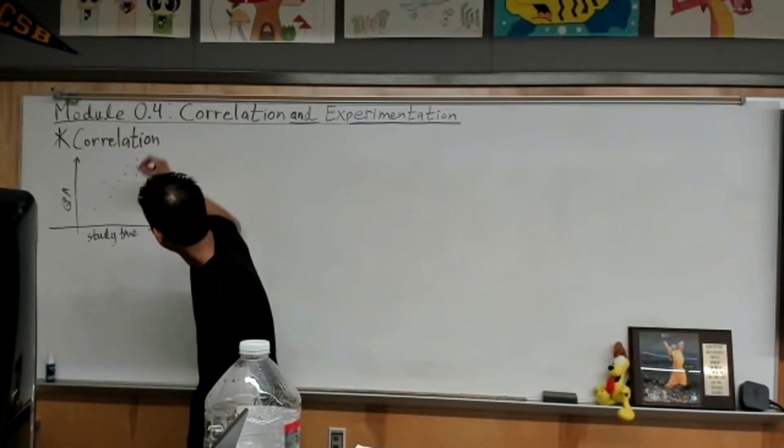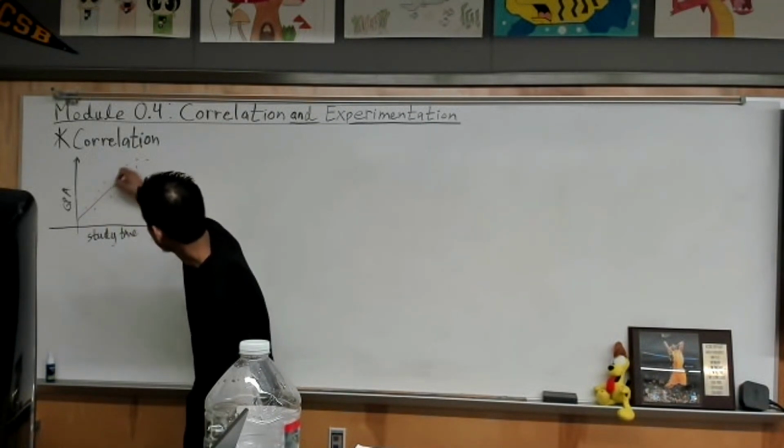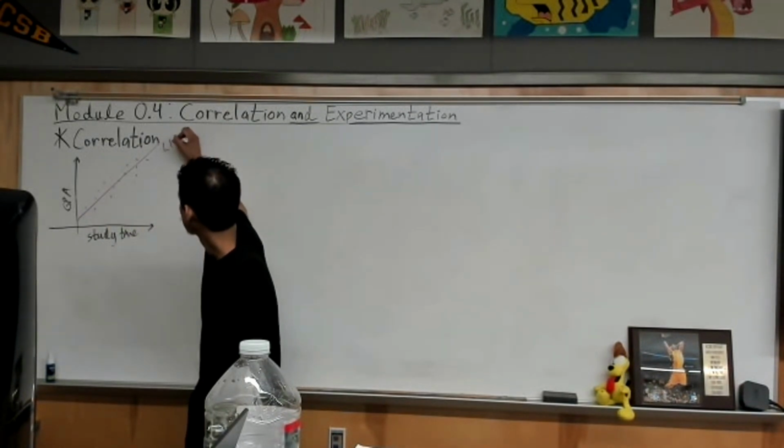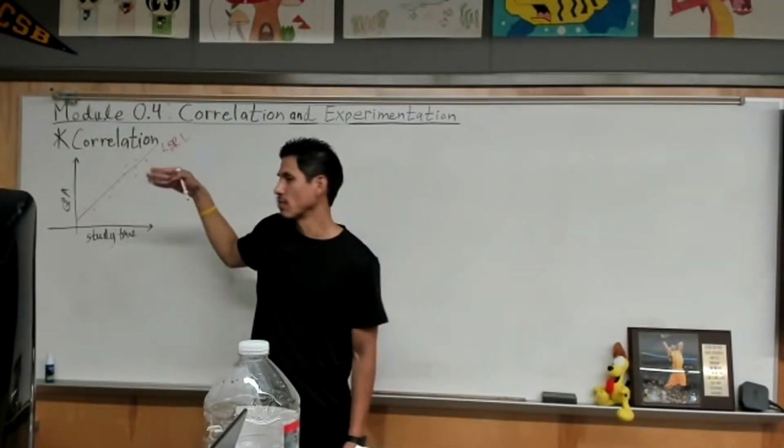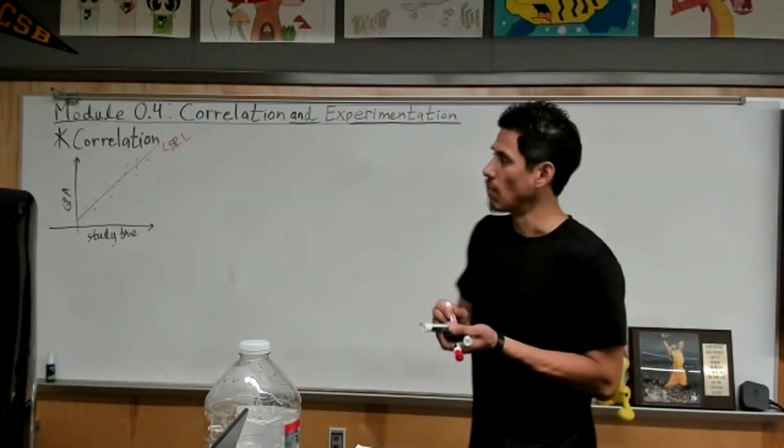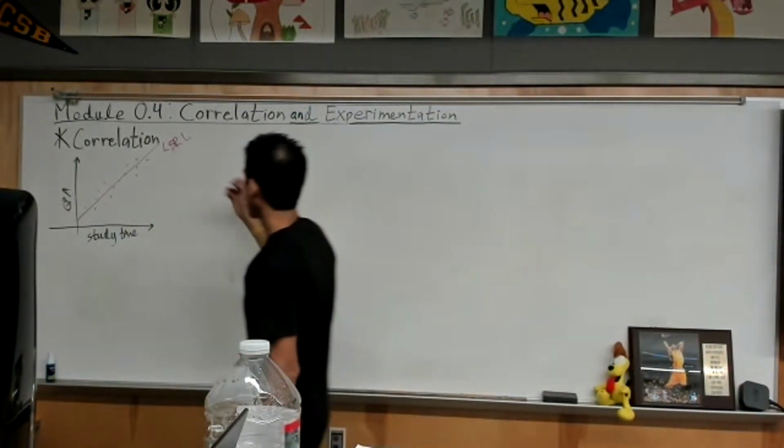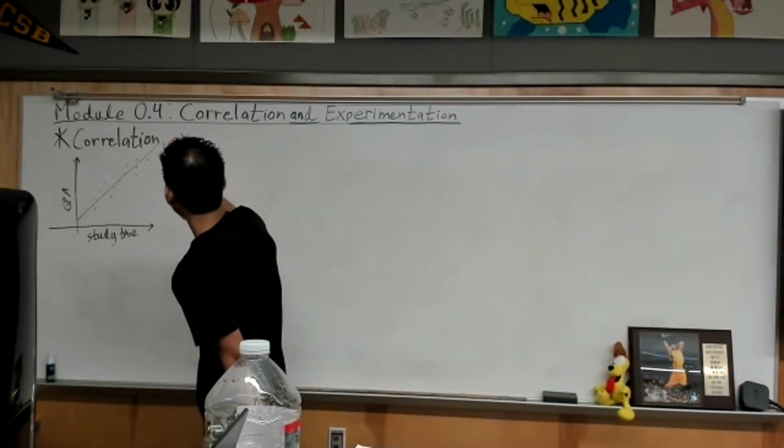A bunch of dots going like that. And if you get fancy and advanced, you may even have to plot a least squares regression line. But don't worry about that, not yet. Now, this is something that shows that these two variables have a positive correlation.